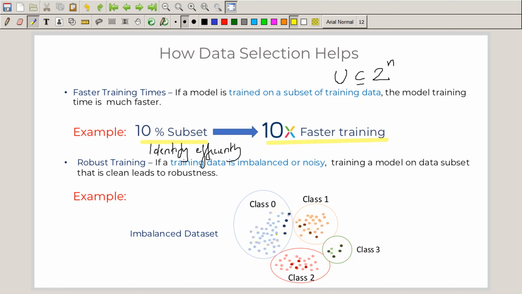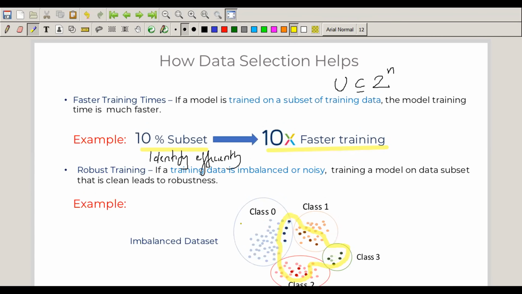What we really want is what I have highlighted here. We want to represent all these classes well. So here you see almost 4 points picked up from each class. This is what we want. So if the training data is imbalanced or noisy, training a model on a data subset that is clean also leads to robustness. You're fair to all the different regions of the data set.